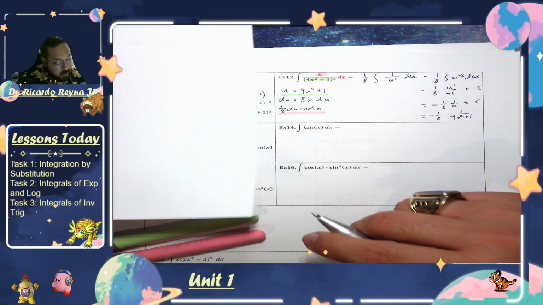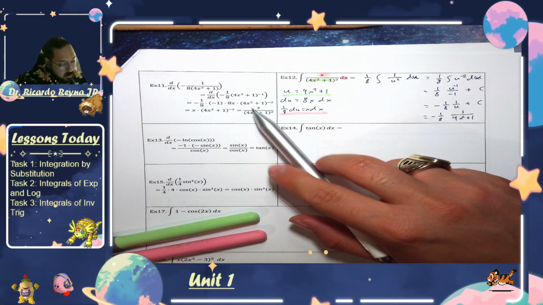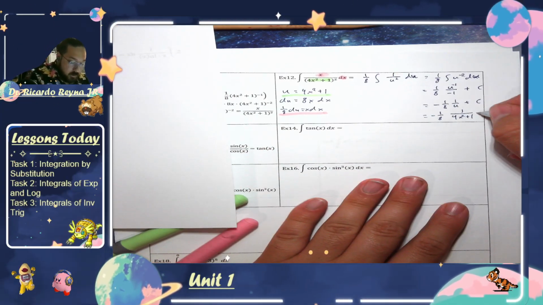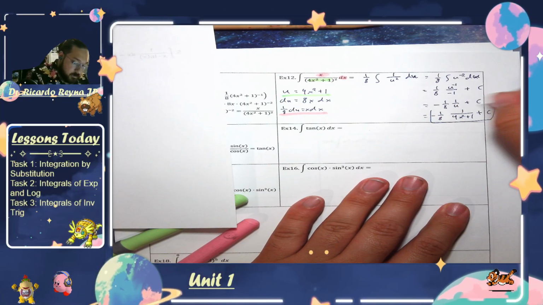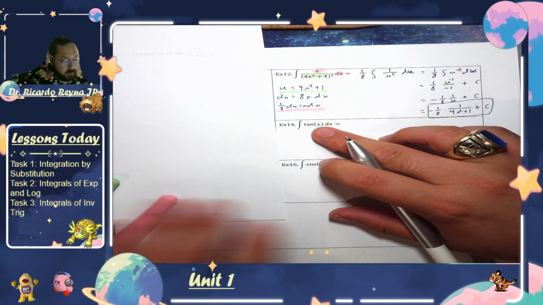All right, let's double check if that's the answer. Yeah, pretty good. Okay. All right. Oh, I forgot the plus c. All right. Tangent. Let's go ahead and do tangent.